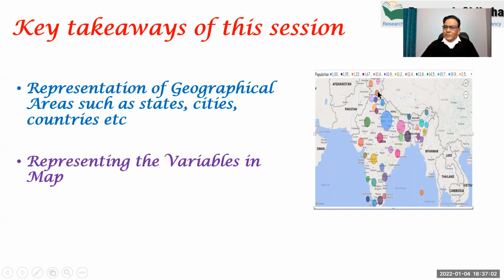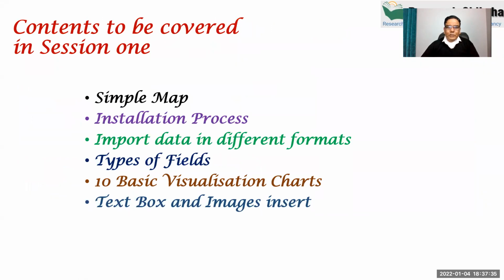A small size means this variable is lower in this state. The bigger size means it is higher in this state. So size matters, color matters, and the country or the state matters. So we are representing the geographical areas such as states, cities, countries. And we are also representing the variables. Variables are represented by the colors and the size, so we will make these maps.